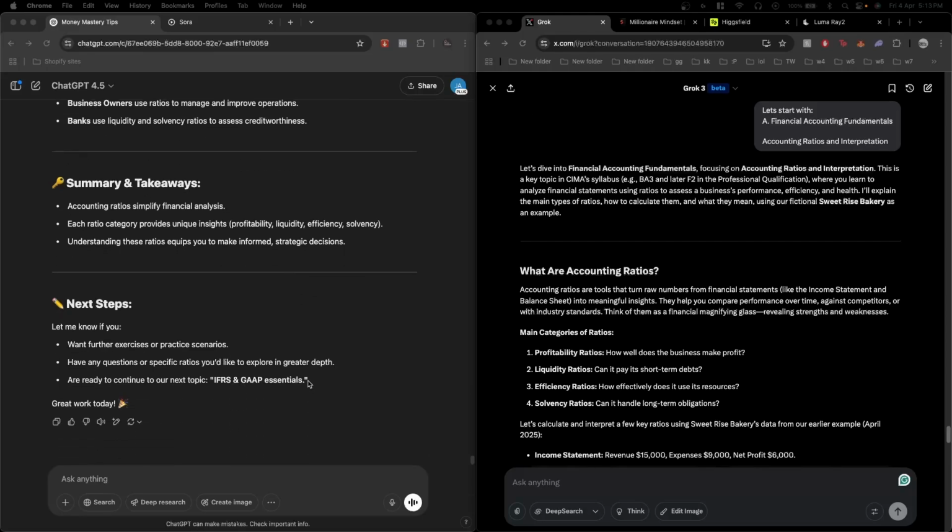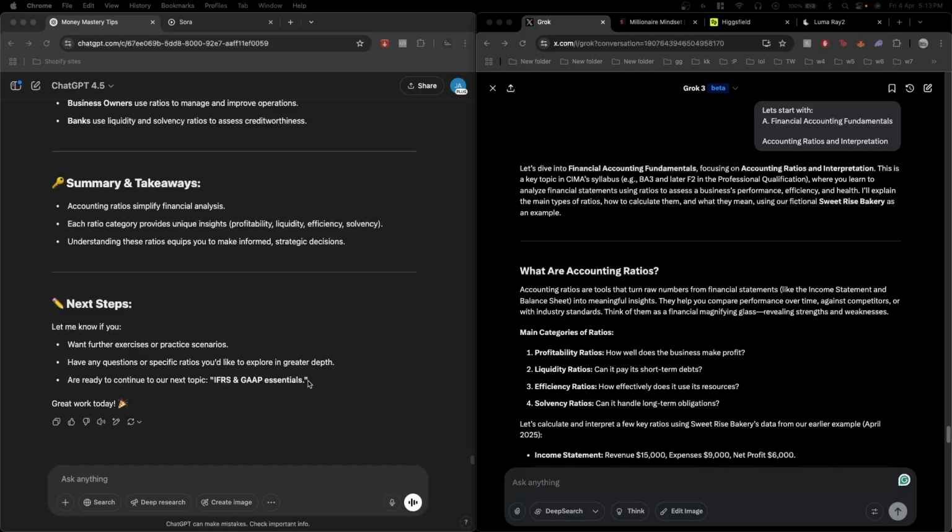So there are once again a few next steps we could do with ChatGPT. If you want further exercises or practice scenarios, you could get that done. If you have any questions or specific ratios you'd like to explore in greater depth, you can get that done. And if you're ready, you could continue to the next topic, which is IFRS and GAAP essentials.